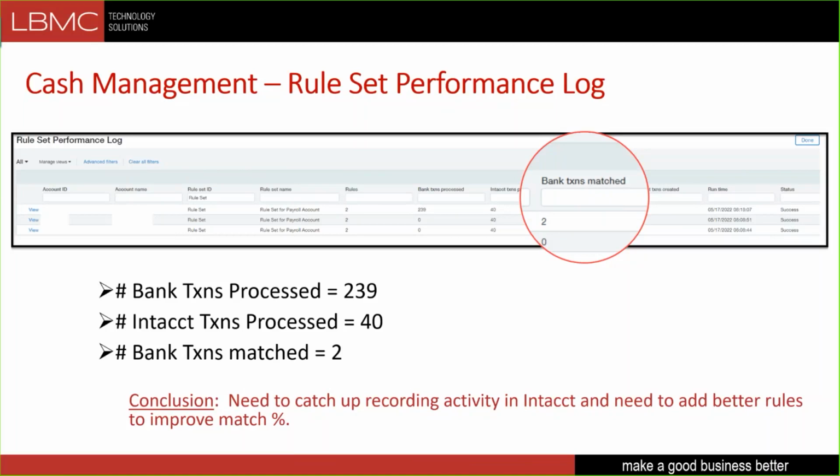And then I can see the number of bank transactions that were matched. Well, if it only matched 2 out of the 40 Intacct or the 239 bank, then I can see I need to update my rules, because the criteria that I have set is not finding anything, which means I need to change the criteria and really look at how my bank brings in information.